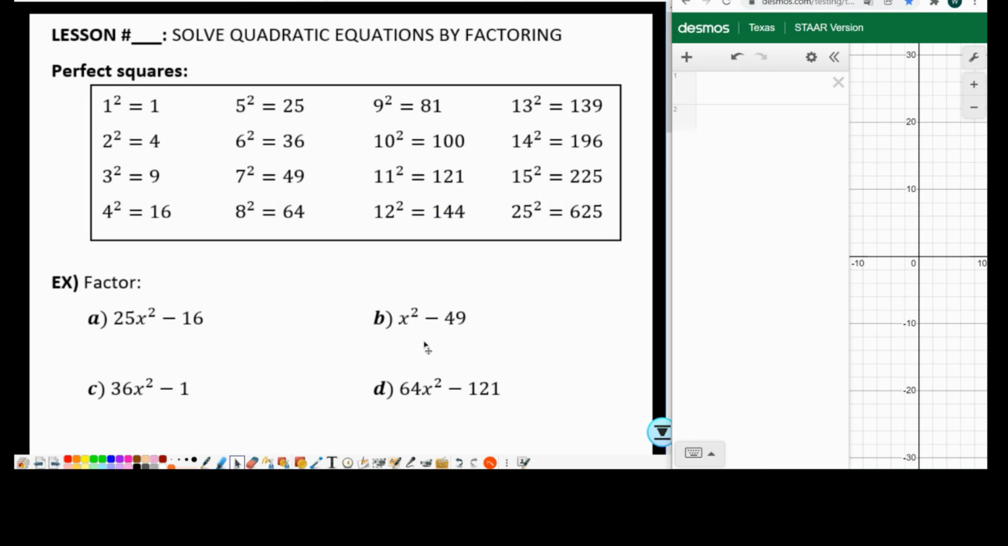Hello and welcome. Today's lesson is going to be about solving quadratic equations by factoring. Before we do the lesson, we'd like to talk about perfect squares.